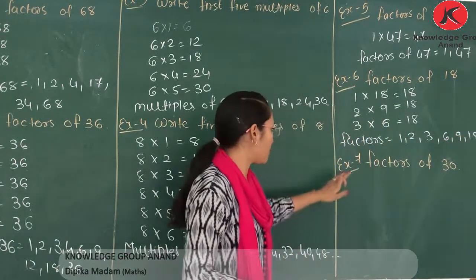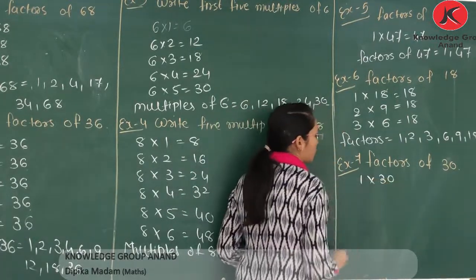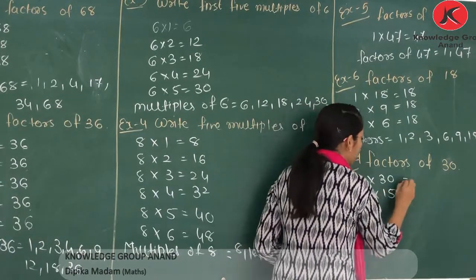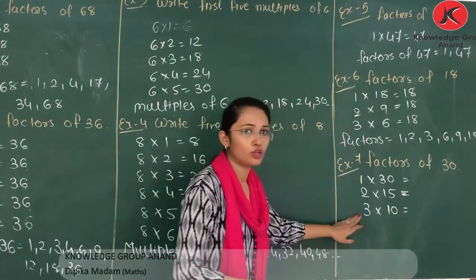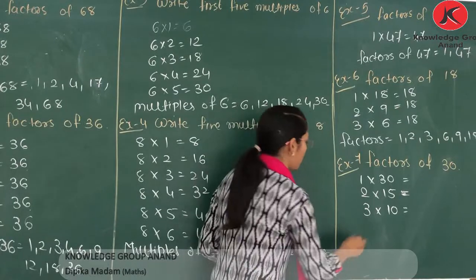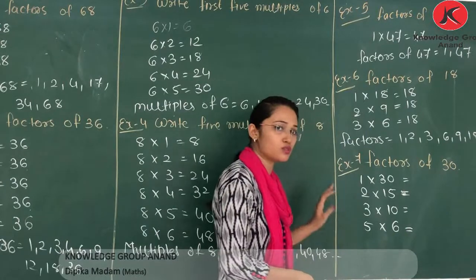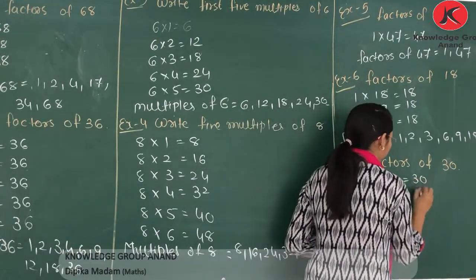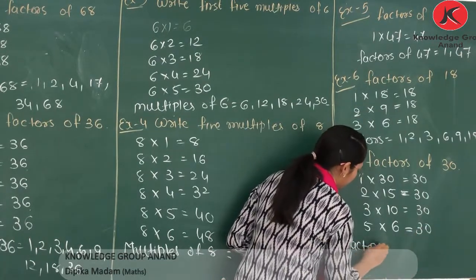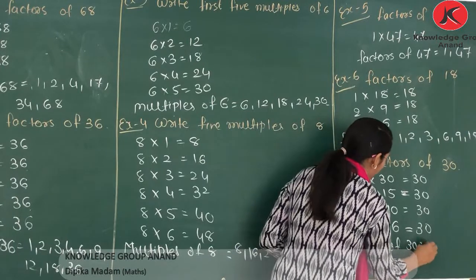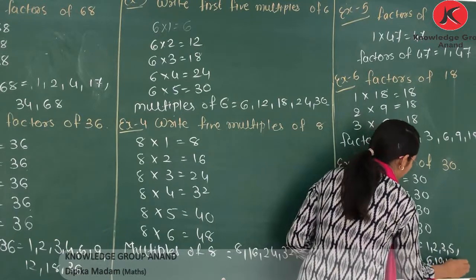Same, example 7, factors of 30. Start from 1. 1 30s are 30, 2 15s are 30. Then 3 10s are 30. Is it possible to have 30 in the table of 4? No. 5? Yes. 5 6s are 30. Yes, 6 5s are 30. But 6 is already there, so we need to stop up to this. So factors of 30 will be 1, 2, 3, 5, 6, 10, 15 and 30.